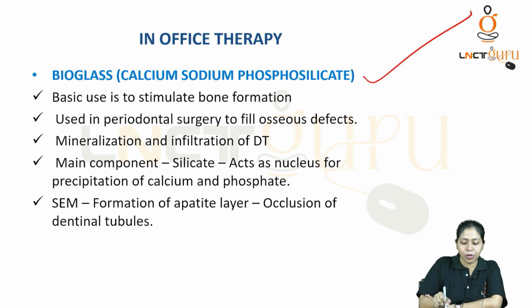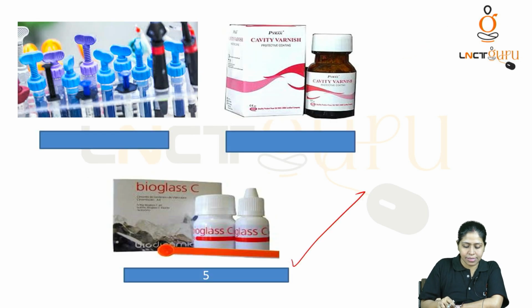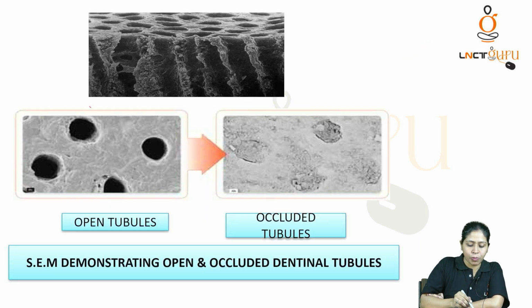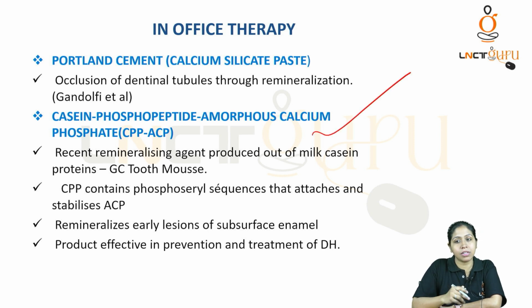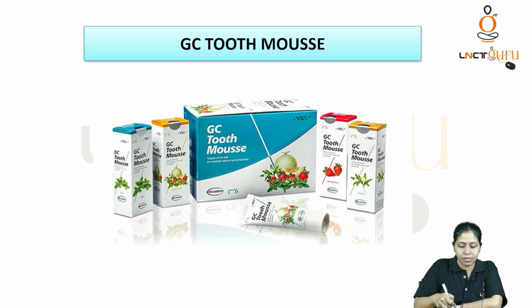Now, most important is the bioglass, that is calcium sodium phosphosilicate. It is very biocompatible, and it occludes the dentinal tubules with the formation of an apatite layer. The apatite layer is formed here. See, bioglass. These are the open dentinal tubules and these are occluded tubules. Now, in office therapy includes Portland cement and CPP-ACP also. We have studied about this in our caries preventing tooth mousse. GC Tooth Mousse is available. This is the GC Tooth Mousse.